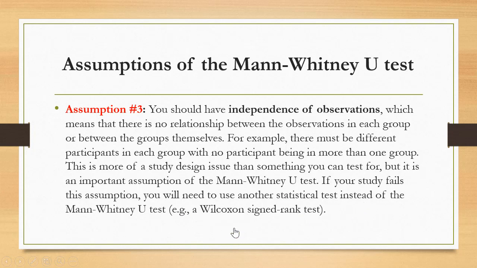So if you have the same participants, like in the paired samples t-test, the non-parametric alternative for the paired samples t-test is the Wilcoxon signed rank test. We can see this in another tutorial.